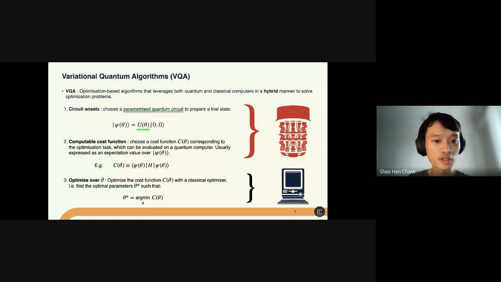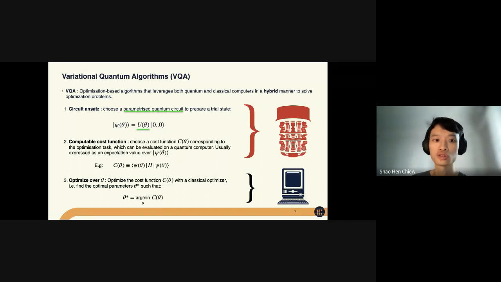Thanks for the question. Circuit ansatz just means, it refers to this U theta over here. It is a circuit which is parametrized. Imagine that you have a template of some kind. For example, you have a circuit that consists of a bunch of Pauli rotation gates where the rotation angles are undefined. And you give these rotation angles an unknown value that you call theta.